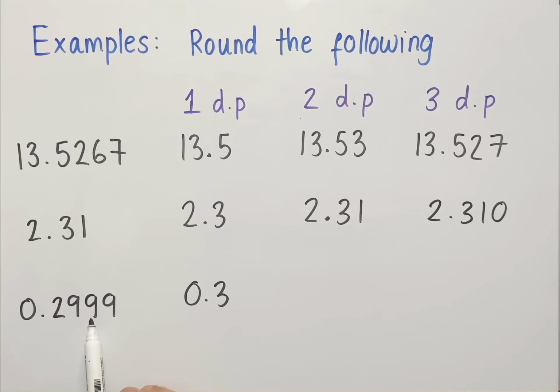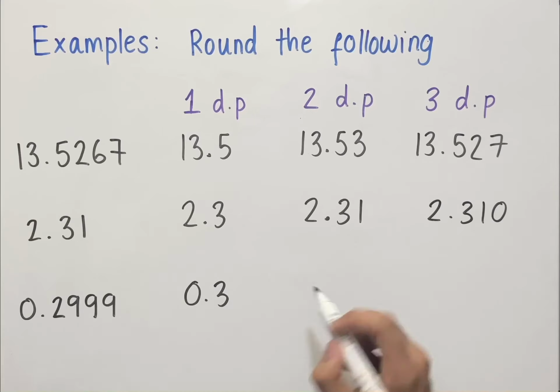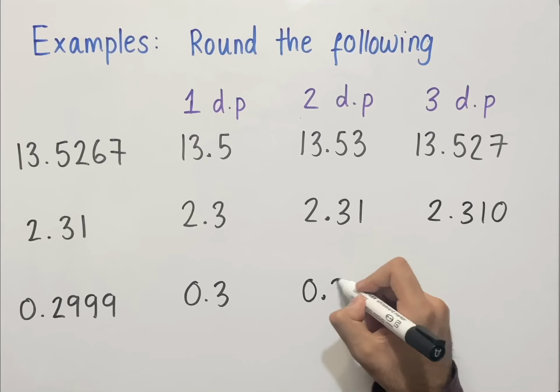Now to 2 decimal places, we look at the third decimal place, which is the 9 here. So the 9 is 5 or more, and so we round up, which means we add 1 to the previous decimal place. If we add 1 to this 9, this will become 10. And so since we've got 10, we can write that by adding 1 to the previous decimal place, making that a 3, and then writing a 0 next to it. So 0.2999 to 2 decimal places is equal to 0.30.